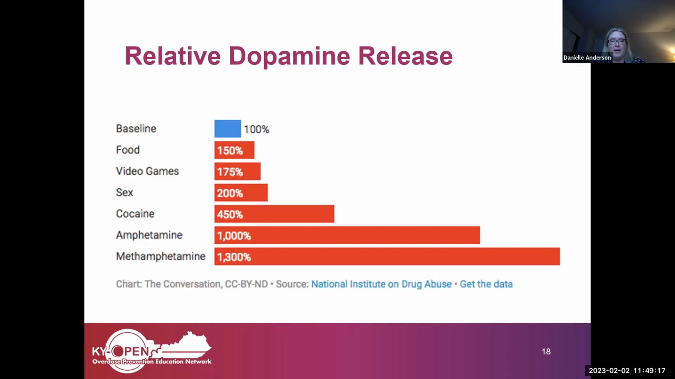And so if our baseline dopamine is about 100%, when we eat, play video games, or have sex, we may get up to 200% of our normal baseline. But when we're using stimulants such as cocaine, amphetamine, or methamphetamine, we see that this increases to 1,000 or 1,300%. So much, much greater, several times greater than just these normal daily activities.